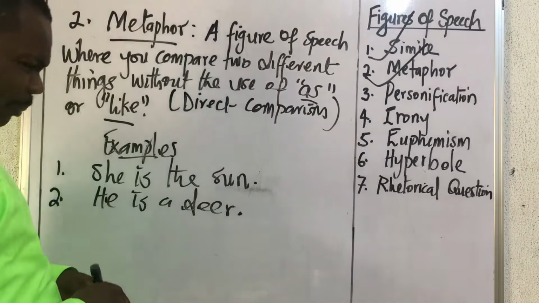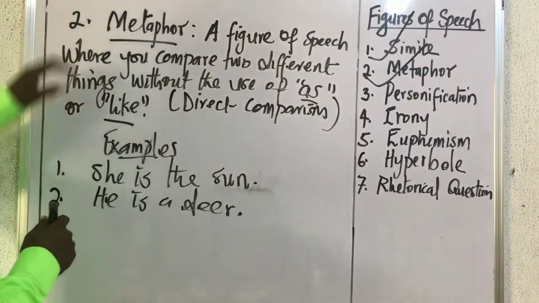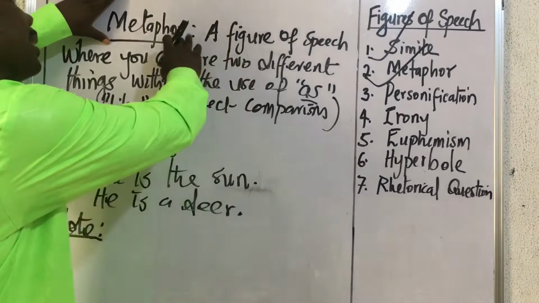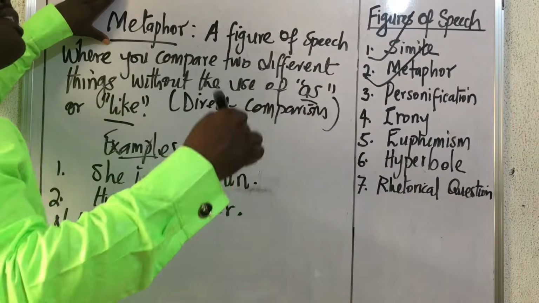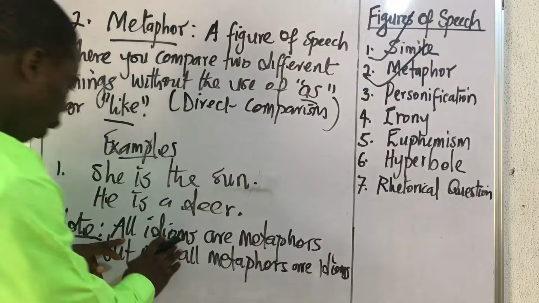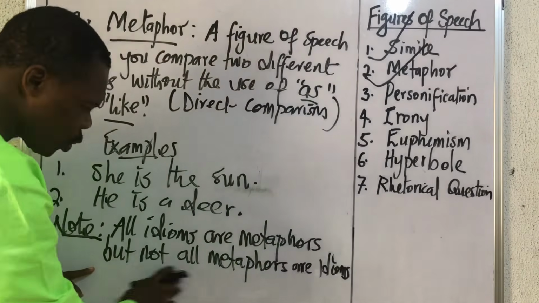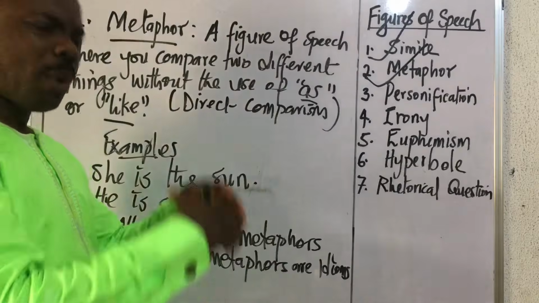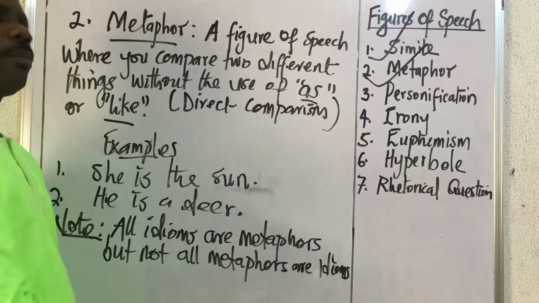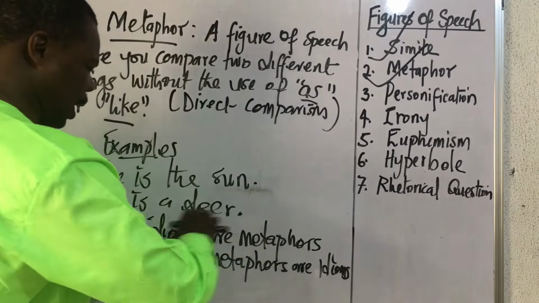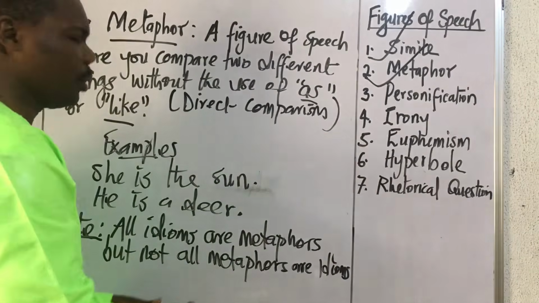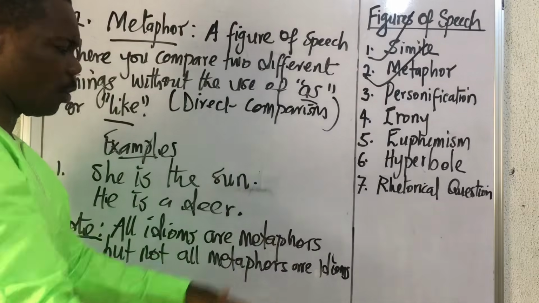So these two examples are metaphors. Now, I want us to understand something about metaphor. All idioms are metaphors, but not all metaphors are idioms. When you are given an expression that is idiomatic, just know that that expression is a metaphor. On the contrary, not all metaphors are idioms, because some metaphors are just surface expressions, telling you that two things are similar or share the same quality.